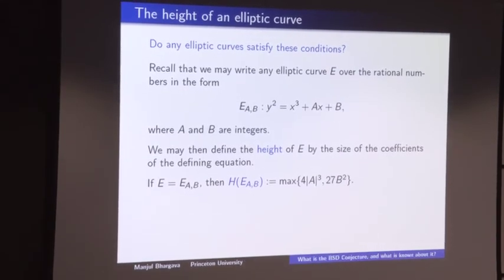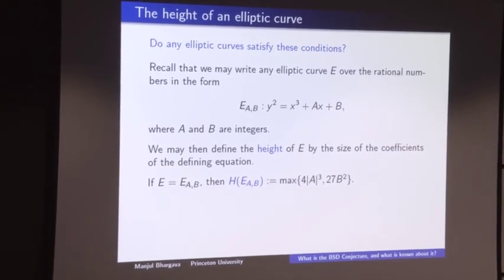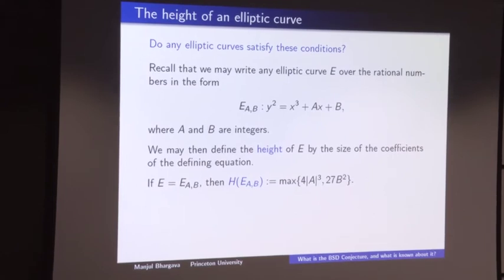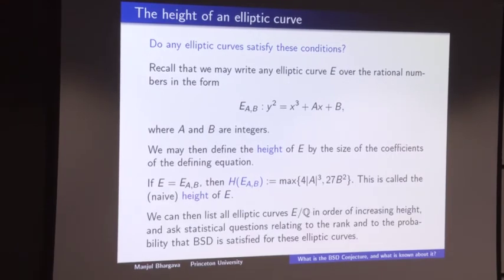So what we're doing now is we're going to take all elliptic curves and order them by increasing size of the coefficients, a and b. That's called the height, the maximum of a cubed and b squared. And then we can list all the elliptic curves E over Q in order of increasing height, in other words, in order of increasing coefficients a and b.